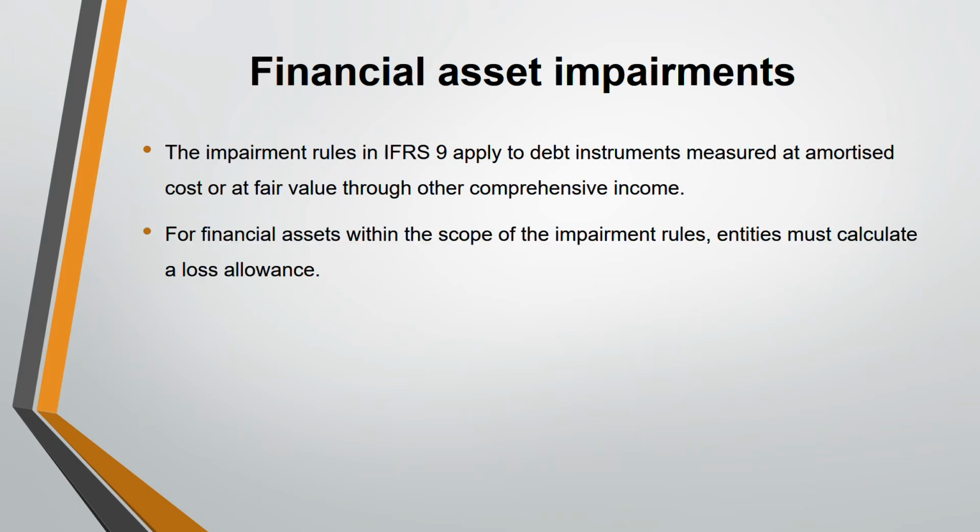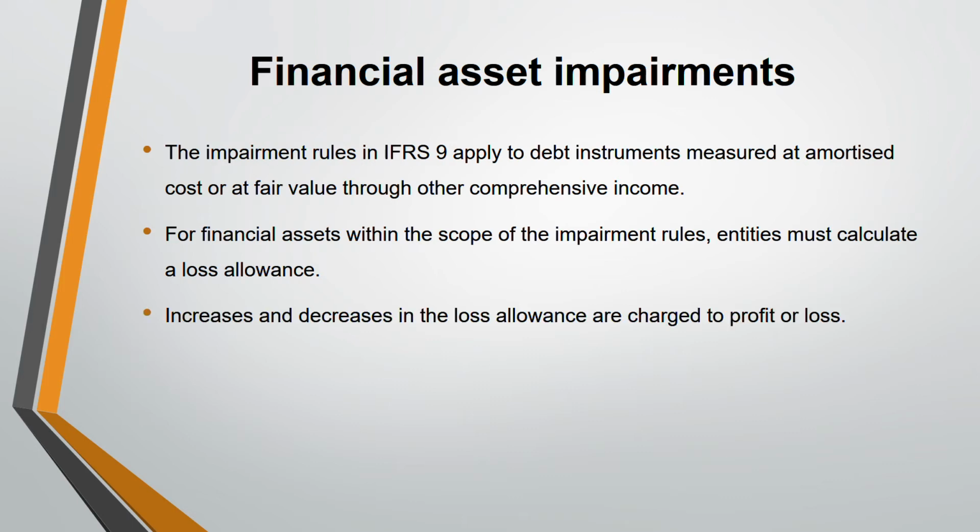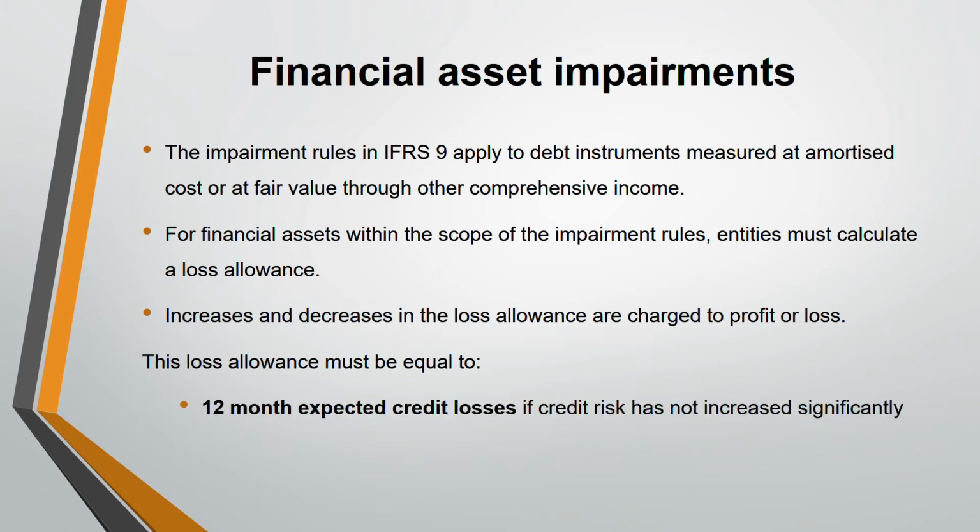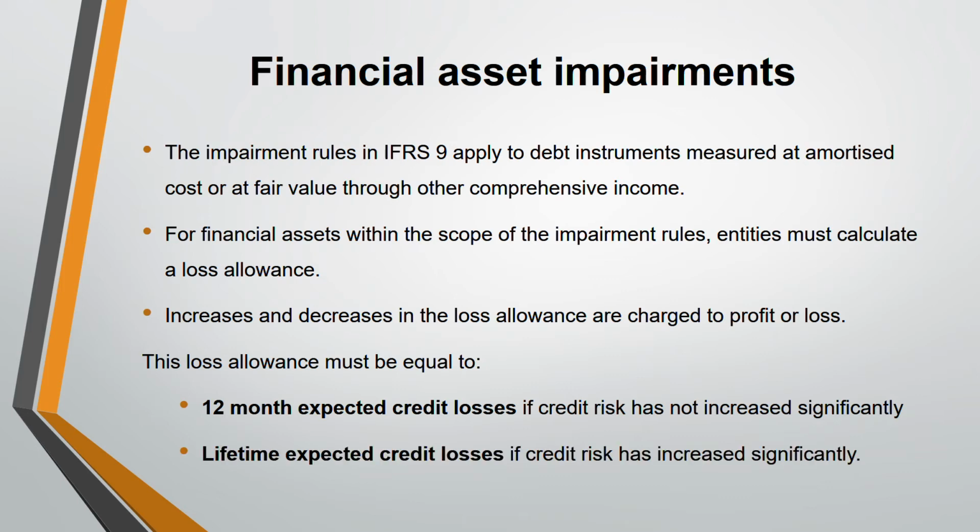Okay. For a financial asset within the scope of impairment rules, entities must calculate a loss allowance. If the financial asset is within the scope of impairment, then a loss allowance has to be calculated. So any increase or decrease in this loss allowance is charged to profit and loss account because it's an expense. And this loss allowance must be equal to what? 12-month expected credit loss. What is this 12-month expected credit loss? We are going to go through the definitions in the next slide. That applies if credit risk has not increased significantly; if credit risk has increased significantly, then it's a lifetime expected credit loss.